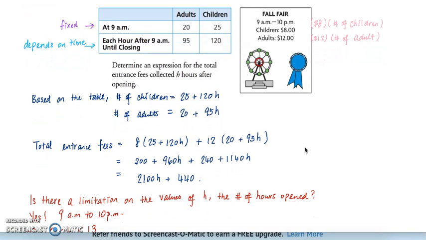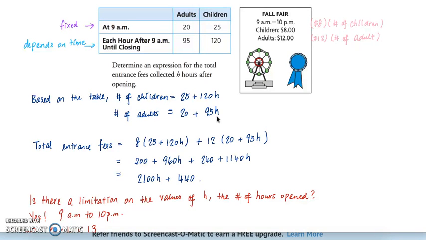So based on the table, we can start by looking at the number of children that comes into this fall fair. You start with the 25 children at 9 a.m. plus 120 times the number of hours this is open after 9 a.m. And for the number of adults, you start with a fixed number, 20, plus 95 times the number of hours.